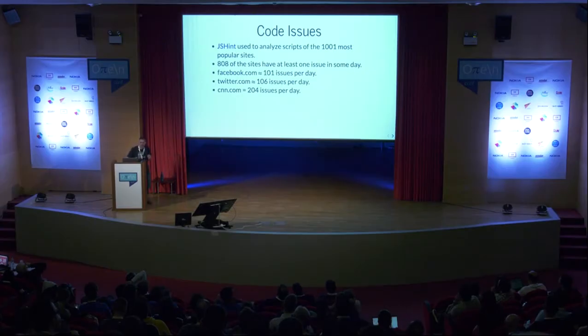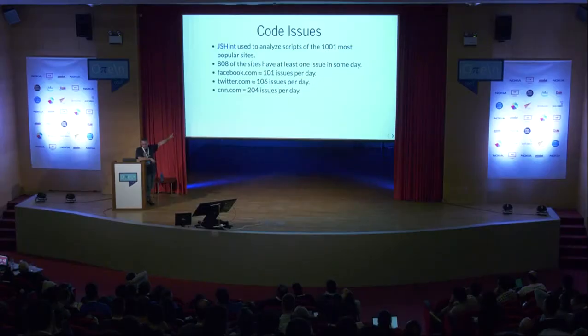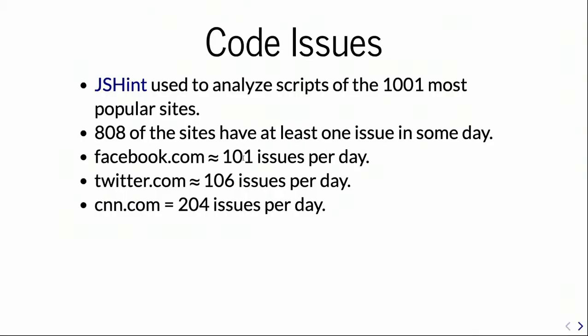We found some of the very well-known websites have a very lousy record in terms of quality issues. For example, Facebook had about 100 quality problems per day. Twitter, 106, and CNN, 204. We're talking about bad style, bad practices, potential bugs. So these are the number of issues they had per day.